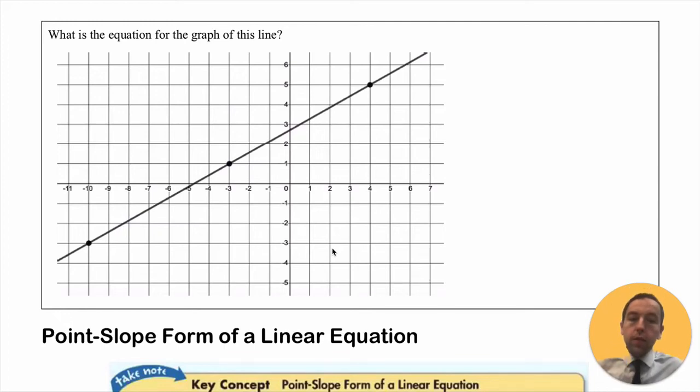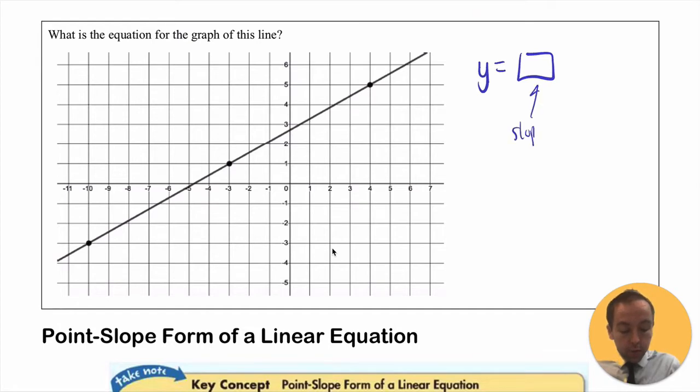We want to determine the equation for the graph of this particular line. And so one tool that we may try to utilize, of course, would be slope-intercept form, where we'll need to know the slope of the line, which will be the coefficient of x, and then add to that the y-coordinate of where the y-intercept is located.